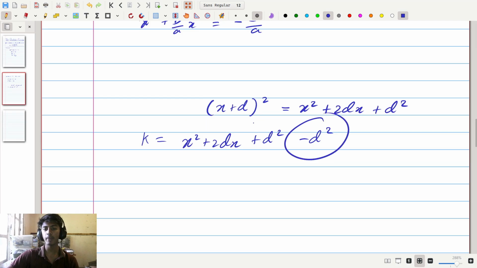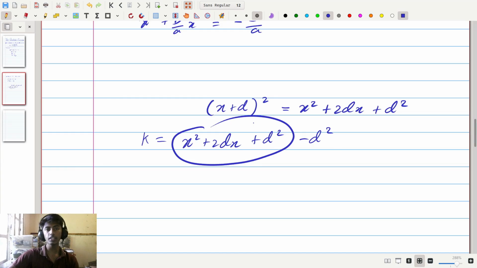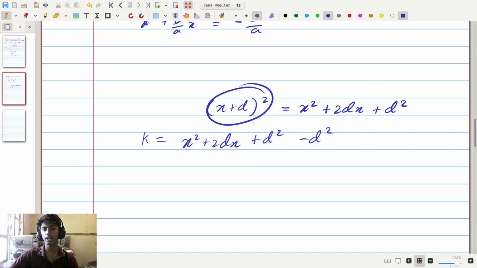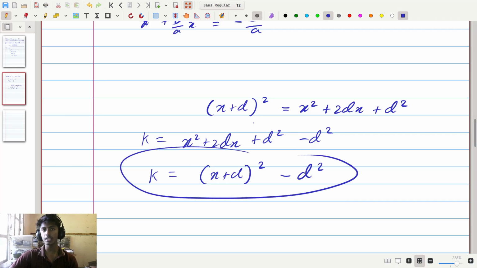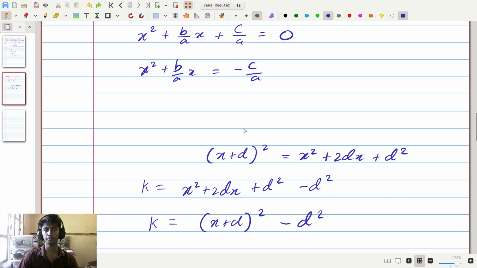We have an extra term, minus d squared, but we can ignore that for now and only consider this bit right here. Considering only this bit, it is a perfect square, as in we've completed the square. And we can see that this perfect square can be written as x plus d squared. So therefore with this we can see that k is equal to x plus d whole thing squared minus d squared. This process that we just did here is what we call completing the square.